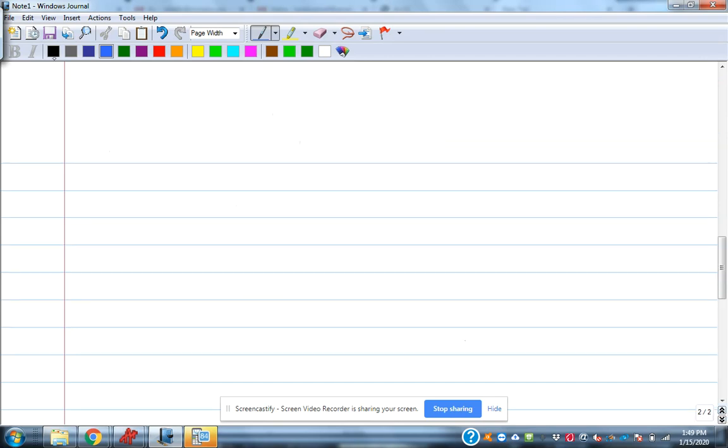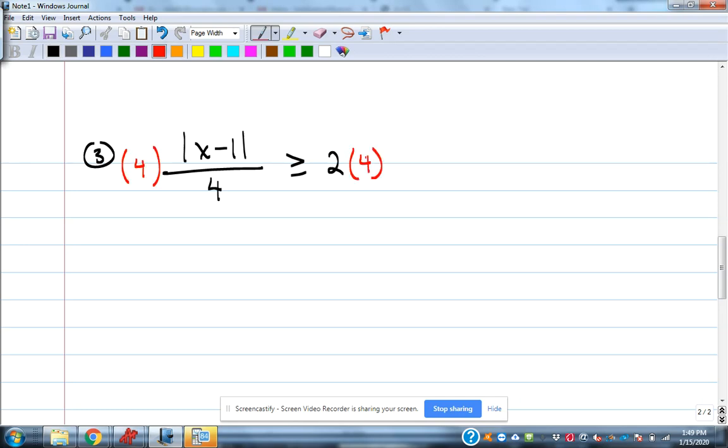All right. Let's get a little bit more intense here. Absolute value of x minus 1 over 4 is greater than or equal to 2. Multiply by 4 to get the absolute value by itself. Got to do that first. So we get absolute value of x minus 1 is greater than or equal to 8.